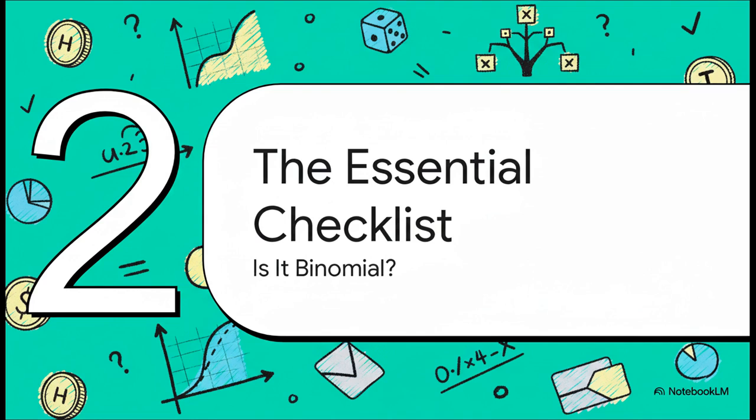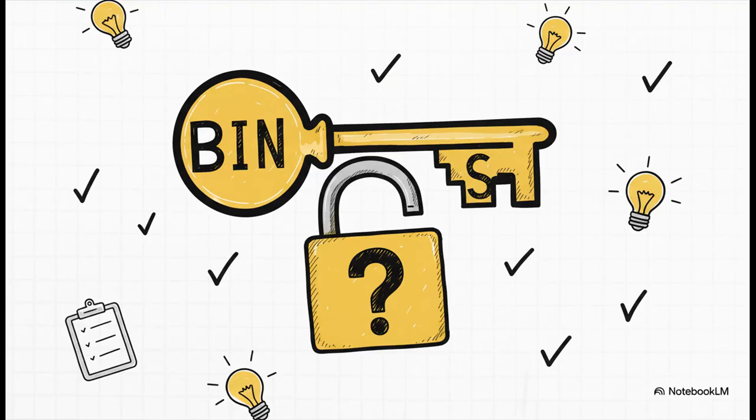Okay, but here's the catch, and this is a big one. You can't just use this model for any old problem. The biggest mistake people make is trying to apply it when it doesn't fit. So how do you know for sure? Well, you need a simple, foolproof checklist. Think of it like your secret weapon for exam day. And that secret weapon is a simple acronym, BINS. Seriously, burn this into your brain. It's the key that unlocks these problems and tells you with 100% certainty that you're on the right path.